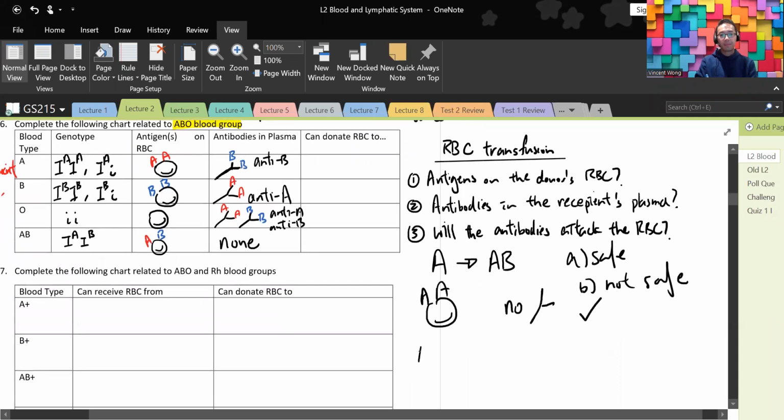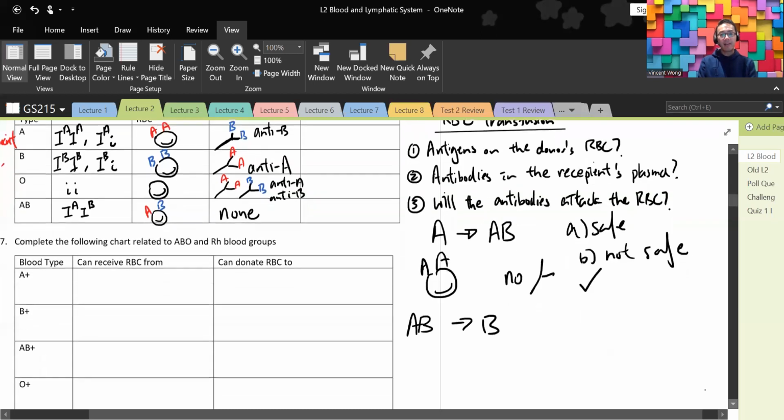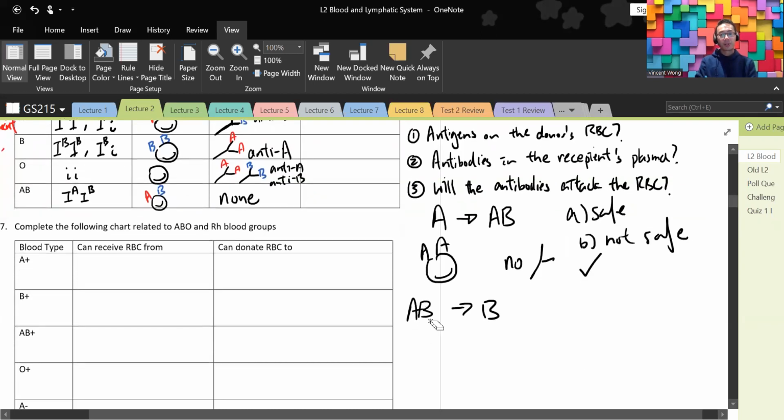Let's try another one. What if we go AB to B? Is AB to B safe? Well, let's think about that. On the surface of the incoming RBC, you will have A and B. And what kind of antibodies do we have for the recipient? If the recipient is type B, they would have anti-A, right? So anti-A antibodies will tag anything that has an A on it. If you go ahead with this transfusion, the antibody will attack the incoming cells and it will result in hemolysis, right? We talked about it in class. And therefore, this is not safe.